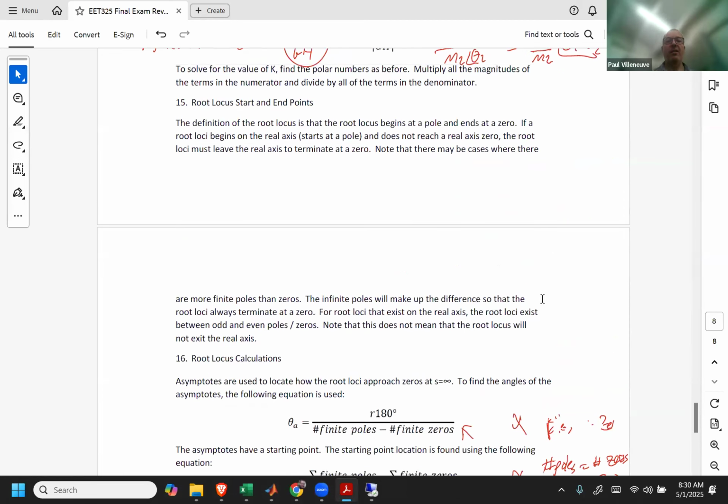The only thing I didn't say in here was, on the real axis, the root locus is to the left of an odd pole or zero. And again, those are finite.